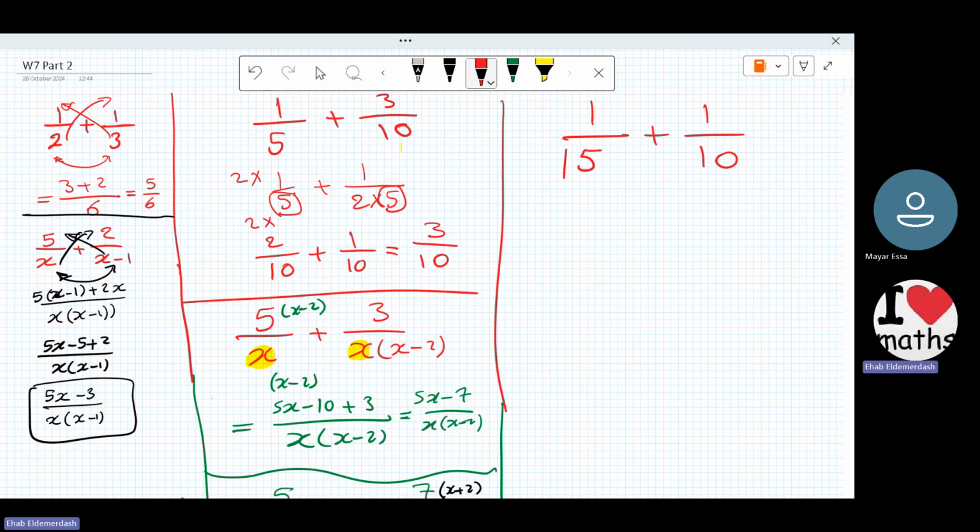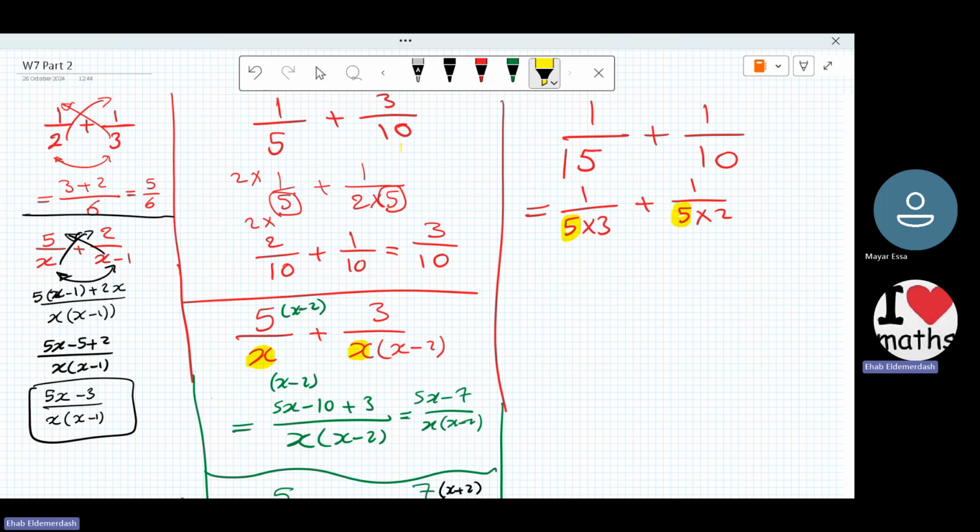Yes, you can say that I will multiply both of the denominators together. It will work with numbers, but in algebra it will be so complicated. So what you need to know in this case: what is the 15? 15 is 5 into 3. What about the 10? 10 is 5 into 2. So here 5 is repeated. The 5 is there.